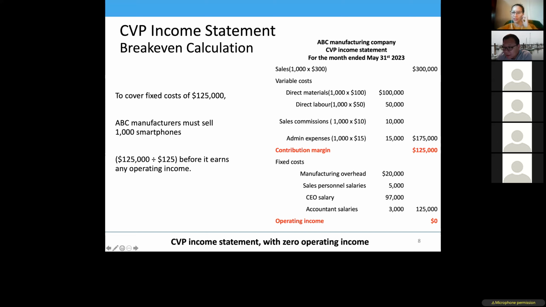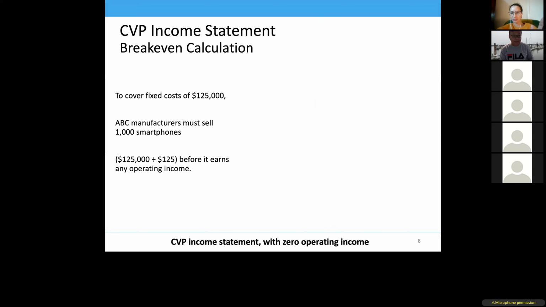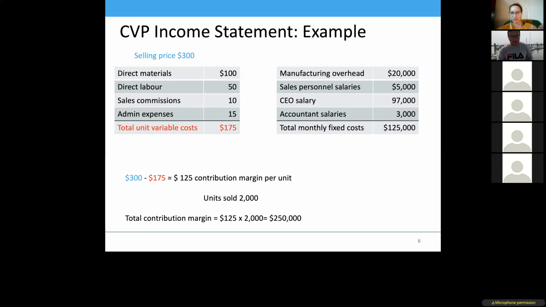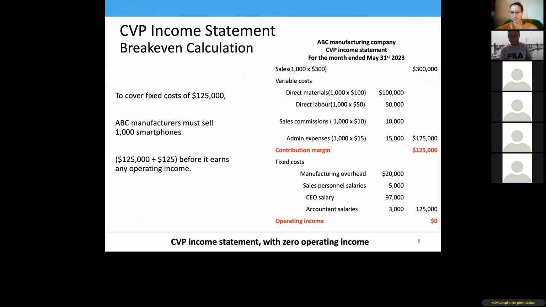Isabella, go ahead. Hi, sorry, I think I got lost. I know where you got the $125,000 from, because that's your fixed cost, but where did you get $125? That's the contribution margin per unit. That's this one. Oh, okay, perfect. Thank you. Contribution margin per unit. Yeah. Okay, thank you. No problem. Anybody else?